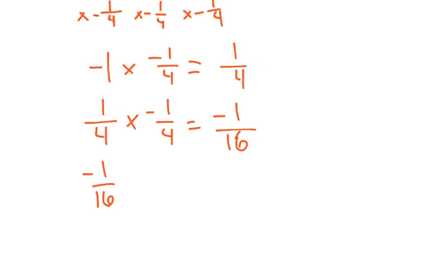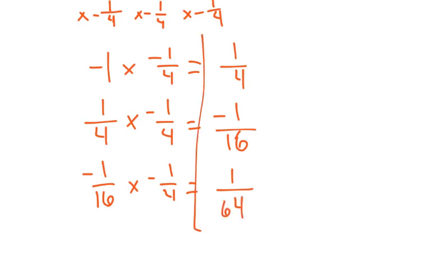Negative 1/16 times our common ratio, negative 1/4. Multiply straight across. Negative 1 times negative 1 is a positive 1. 16 times 4, if you don't know that off the top of your head, you can punch it in the calculator. You'll get 64. So your next three terms of number 2 would be 1/4, negative 1/16, and positive 1/64.